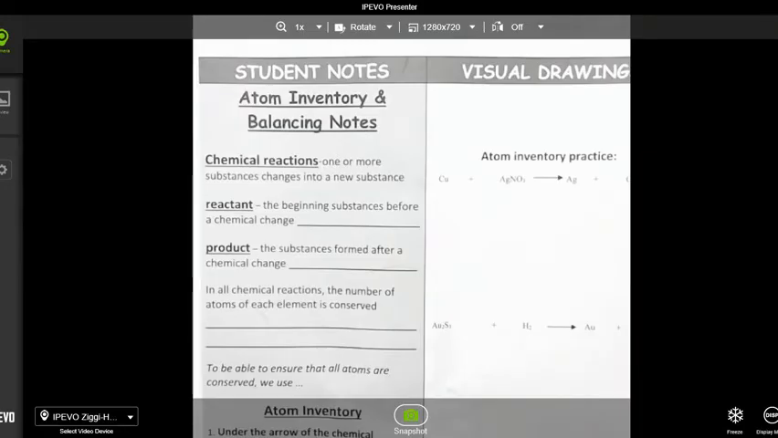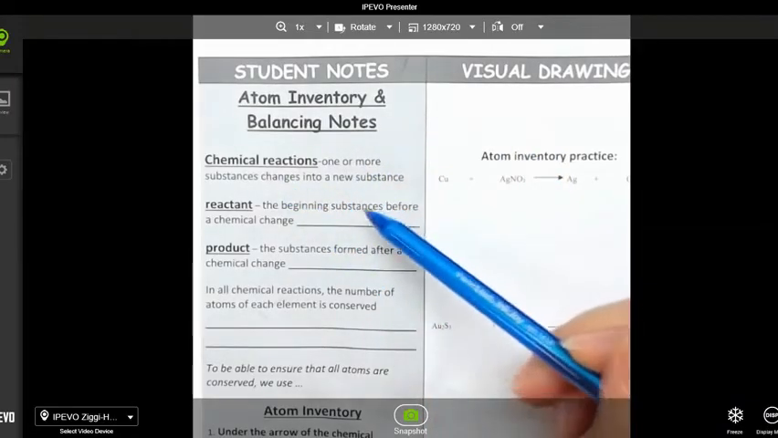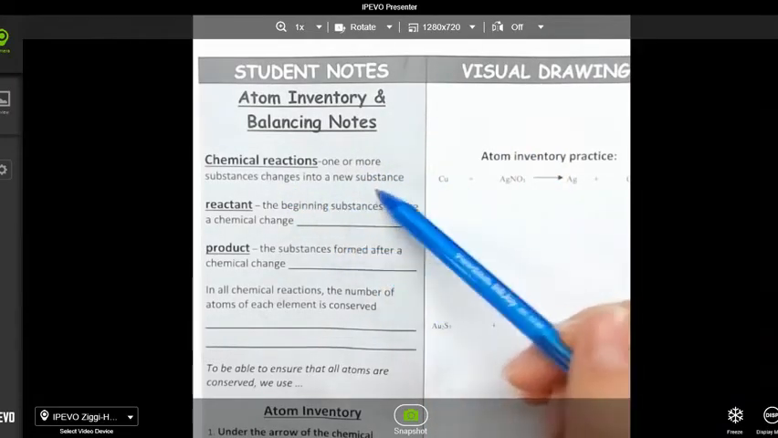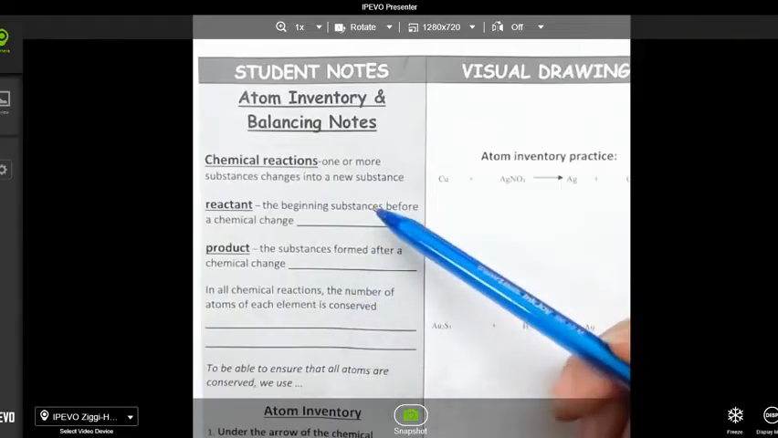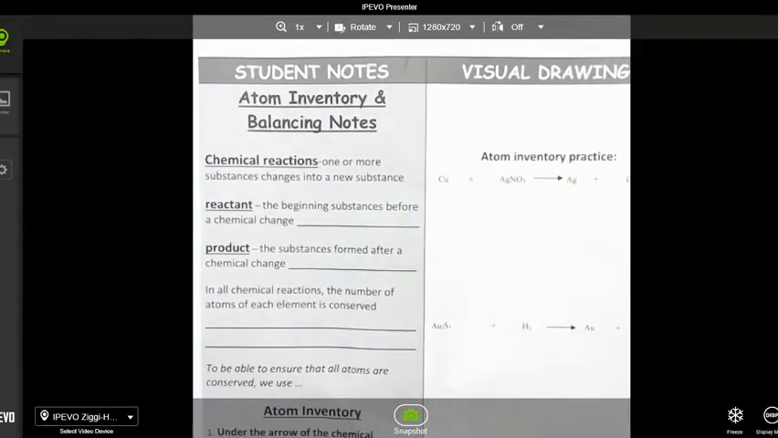So the whole theme of this unit is chemical reactions. And a chemical reaction is when one or more substances changes into a new substance. So it's things like you start with something and you end up with something that's completely different. So a chemical reaction is completely different than a physical reaction.